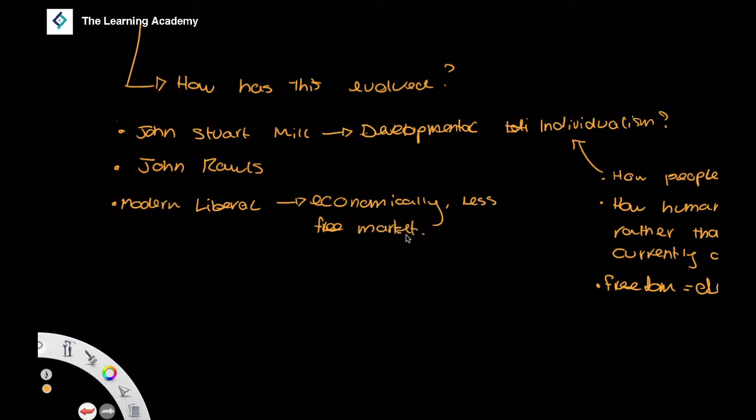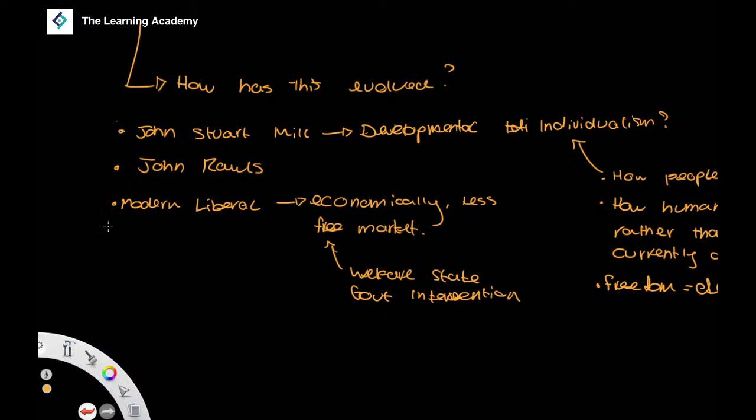There's a less free market understanding with the modern liberal. According to the more modern liberal, there's a push for a welfare state and government intervention in the economy. Now, obviously, less of an extent than a socialist would make that claim, but they're still less free market than a classical liberal would argue.